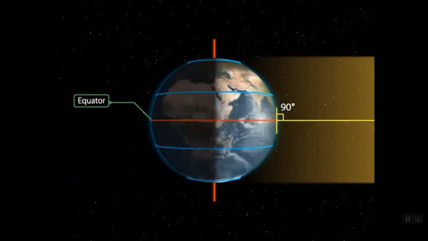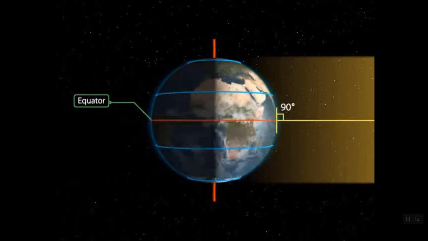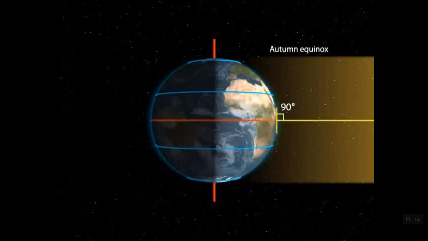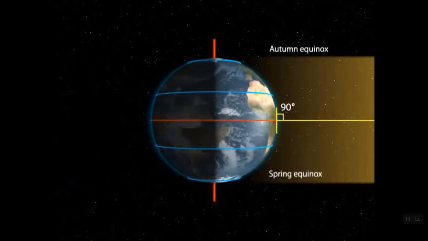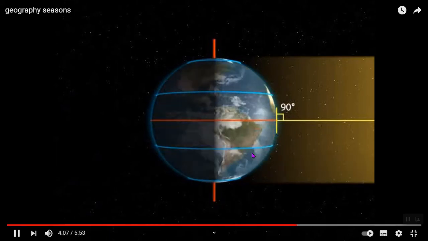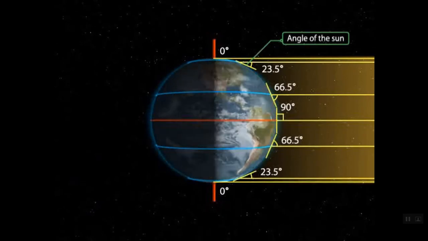The equator receives the largest amount of solar radiation. On this day, the northern hemisphere is in the autumn equinox, while the southern hemisphere is in the spring equinox. The angle of the sun decreases towards the poles.